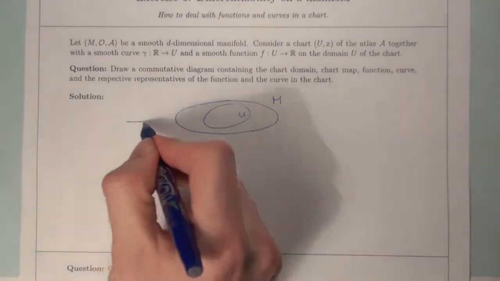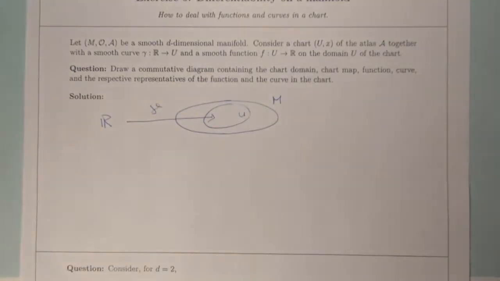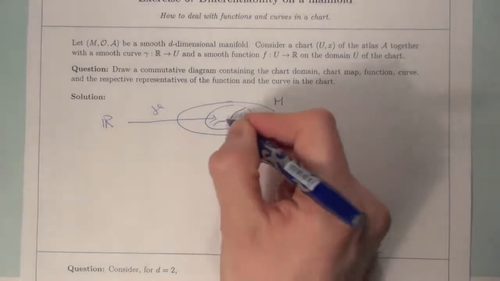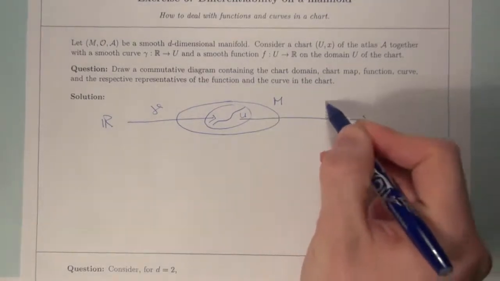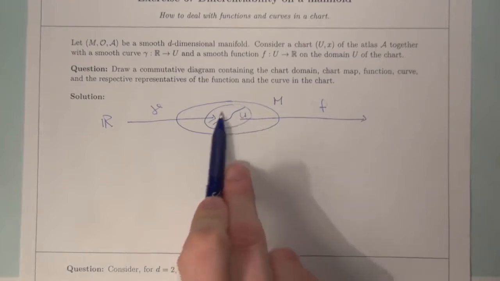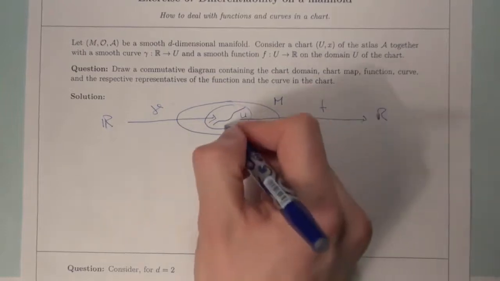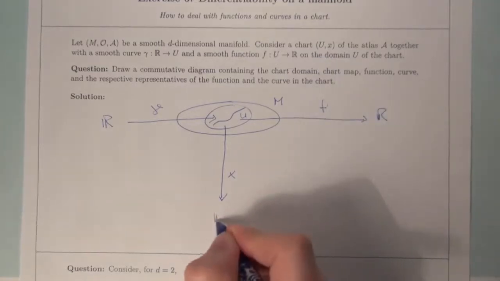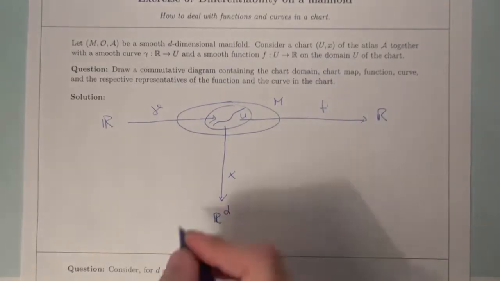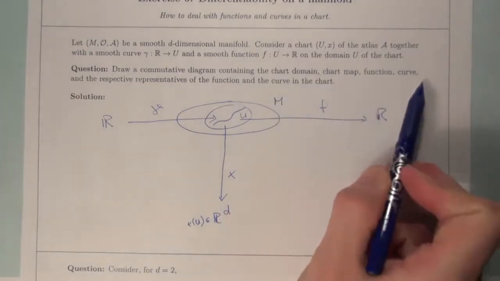On this manifold we have a curve gamma which takes real numbers and maps it to the manifold. Could draw something like this, and that's the curve gamma, but we don't have to. We also have the function f that goes from the subset U into the reals. We've also given a chart X, this one up here, that of course goes to some subset of R^D. So we drew chart domain, chart map, function and curve.